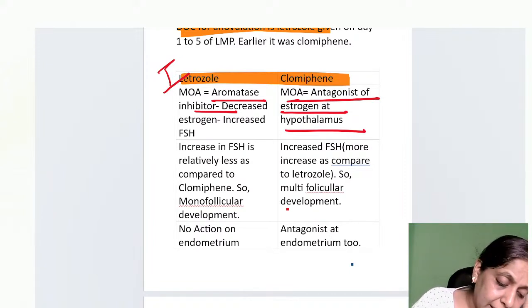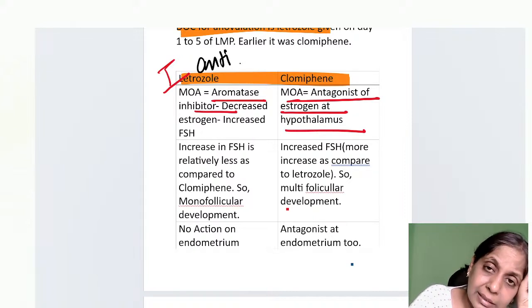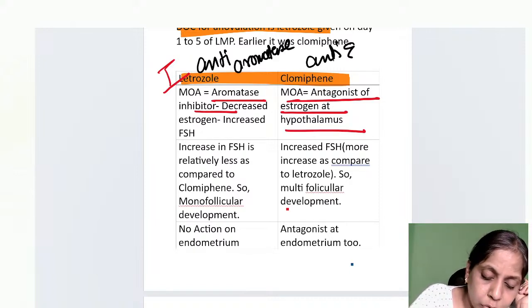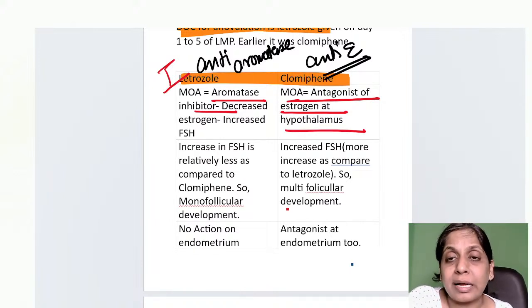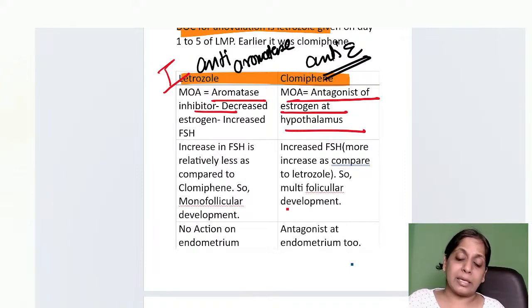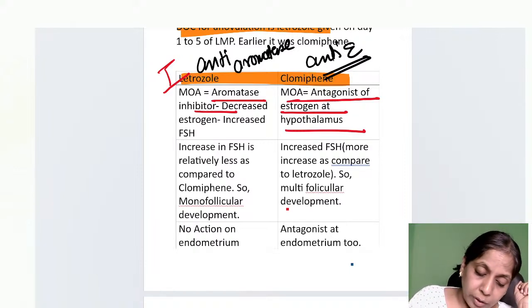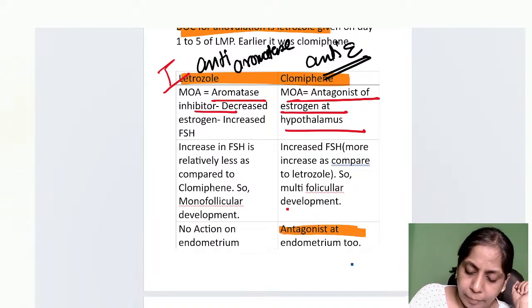So basically, letrozole is anti-aromatase, and clomiphene is anti-estrogen. Because of both of their actions, they increase the FSH. Because clomiphene is anti-estrogen, it is an antagonist at the endometrium also.